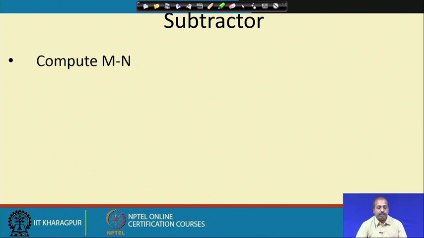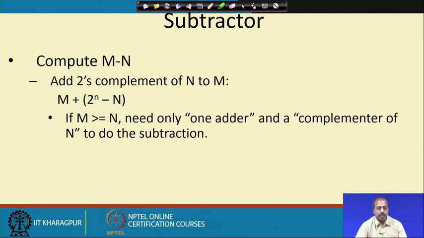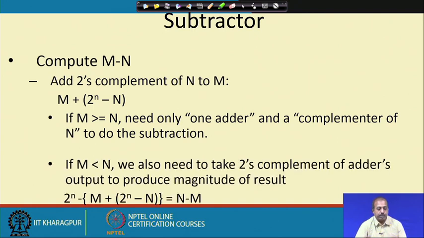On the other hand, the subtractor: if you want to compute m minus n, from our knowledge of number theory, we know that we have to add the 2's complement of n to m. So, that is m plus 2 to the power n minus n. Now, if m is greater than or equal to n, we need only one adder and the complementer of n to do the subtraction. We take the 2's complement of n and do the addition, and that gives the subtraction.